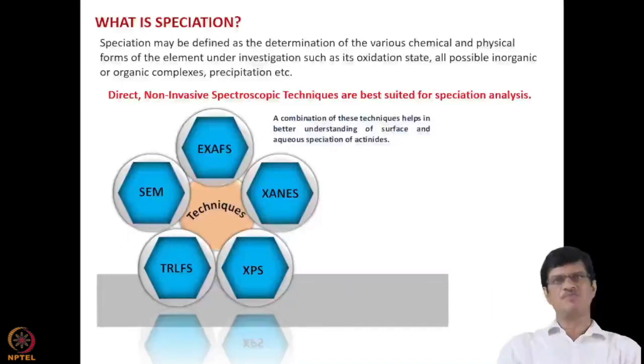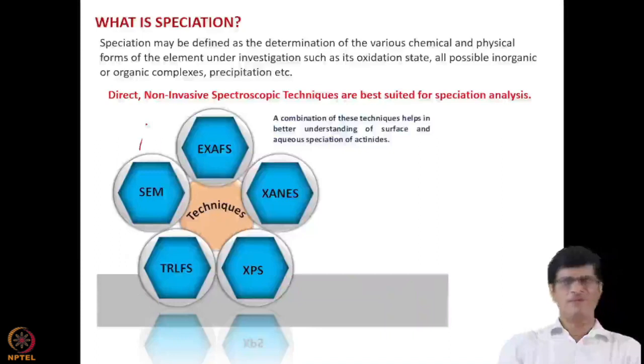Now, what is speciation? Speciation may be defined as the determination of various chemical and physical forms of the element, in this case the actinides, under investigation, such as its oxidation state, all possible inorganic or organic complexation, and also the precipitation, etc. There are methods by which the speciation can be understood, and you can also find out the nature as well as the amount of the species formed involving the actinides. The techniques are SEM, EXAFS, XANES, TRLFS, and also XPS. So these are the techniques which are used. These techniques give a better understanding of the surface as well as aqueous speciation of the actinides.